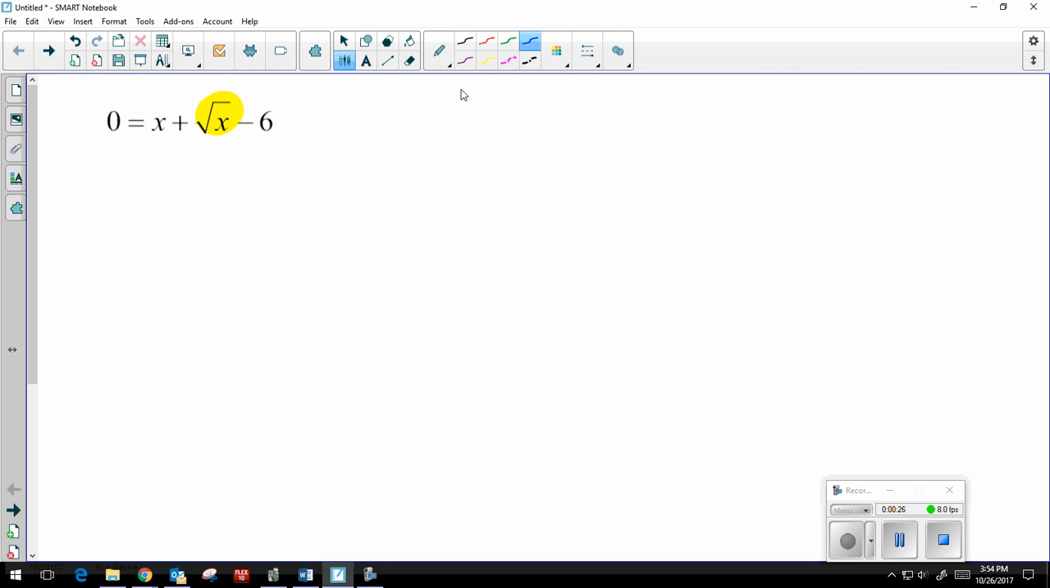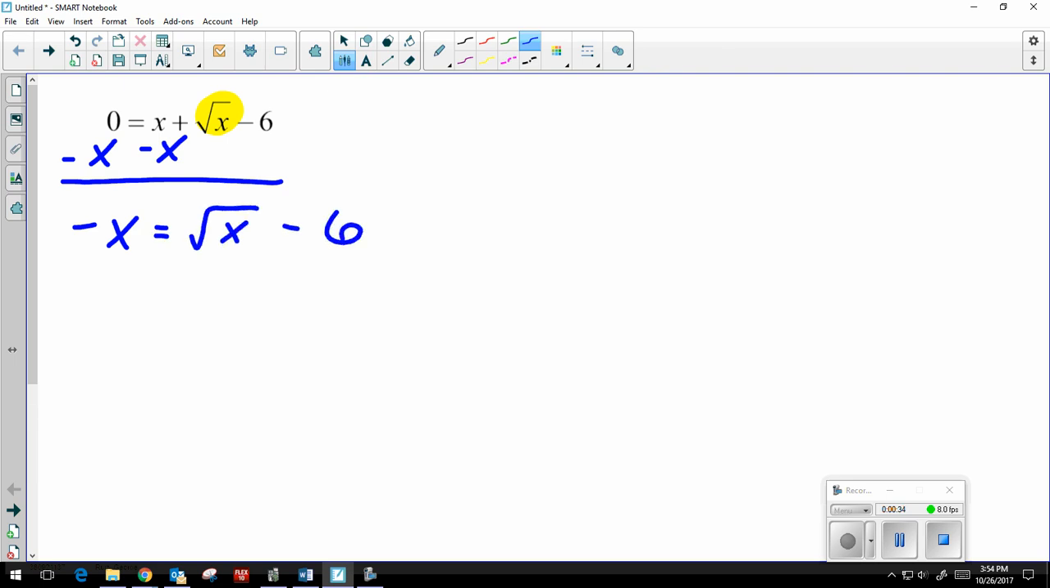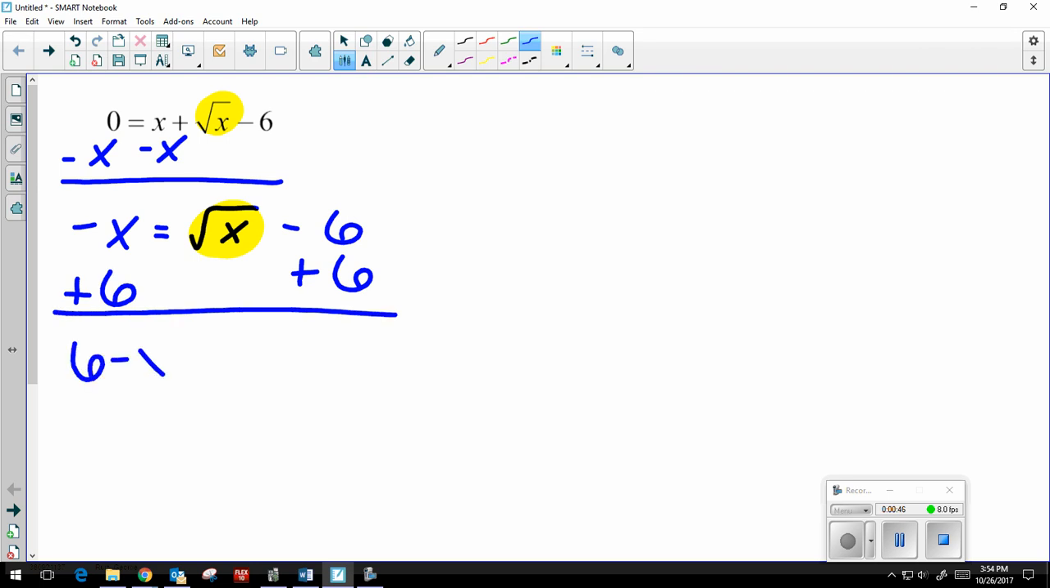So I'm going to start by subtracting x on both sides. So I have negative x equals the square root of x minus 6. Once again, remember, I want this piece by itself. So I'm going to add 6 to both sides. So I'm going to get 6 minus x equals radical x. Now you can write the left side as 6 minus x or negative x plus 6, either way.